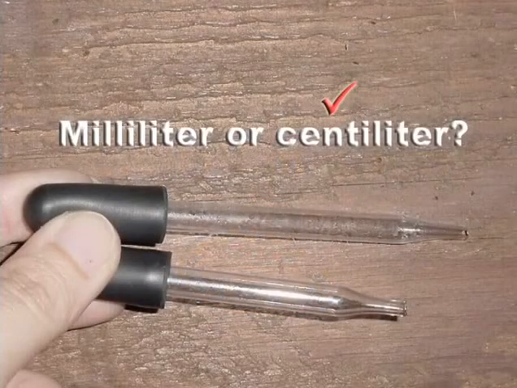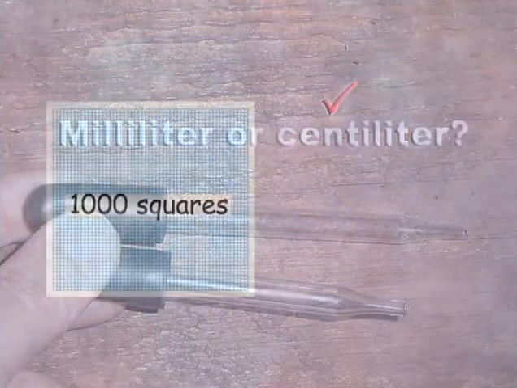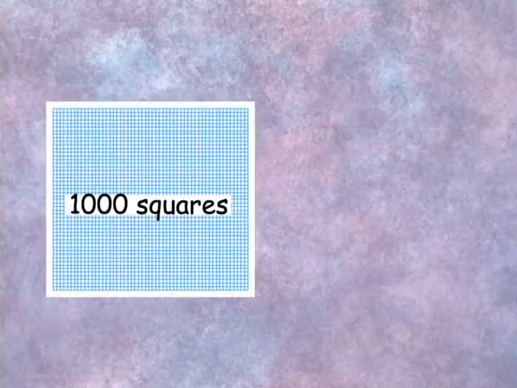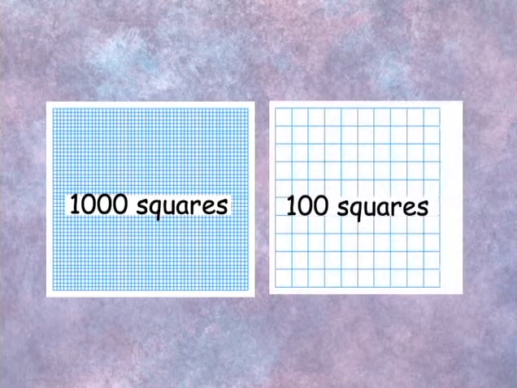A centiliter is larger than a milliliter. Some students have trouble with this one. Think of drawing a square to represent 1 liter. You would divide your square into 1,000 smaller squares, like a grid, to divide it into milliliters. To divide it into centiliters, you would break your square into 100 smaller squares. Now, which would be larger?